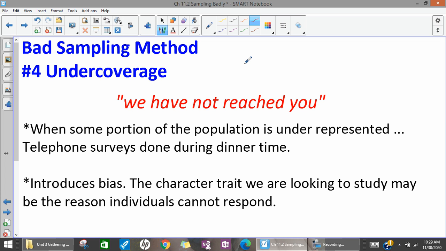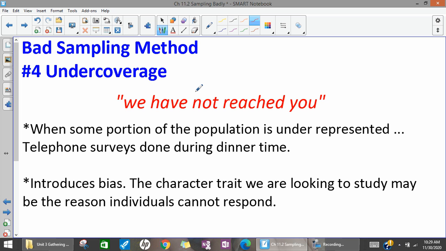Another thing we need to consider is undercoverage. I know that sampling frame and undercoverage tend to run together a bit. A bad sampling frame means we haven't considered individuals. Undercoverage means we have not reached you. This is where some of the people in our population are underrepresented or maybe not represented at all.